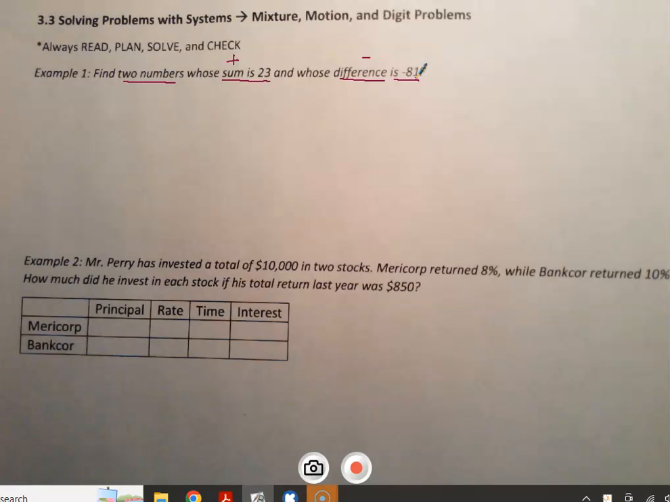Two numbers. Doesn't matter what numbers, so we're just going to use x and y for our two numbers. When I add them, x plus y equals 23. And we know the difference, so x minus y equals negative 81. So these are my two equations in the system. But I can put them in a system and I can solve them.